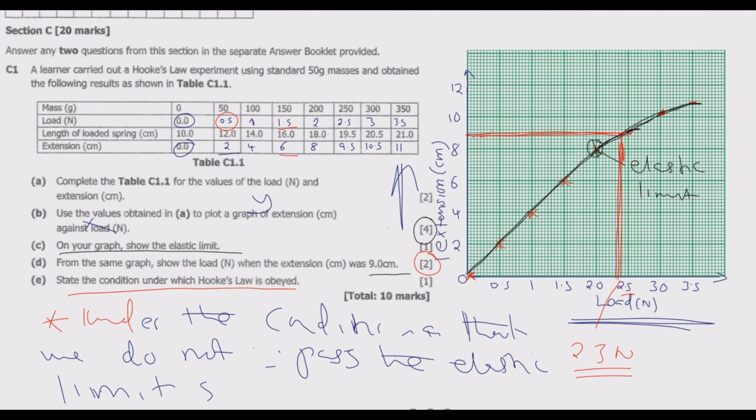Once we pass the elastic limit, the spring is permanently extended. Even if we remove the load, it will not return back the way it was before adding that load. It will remain permanently stretched, or it will just reduce a bit. So basically, this is how you answer this question to get the 10 marks.